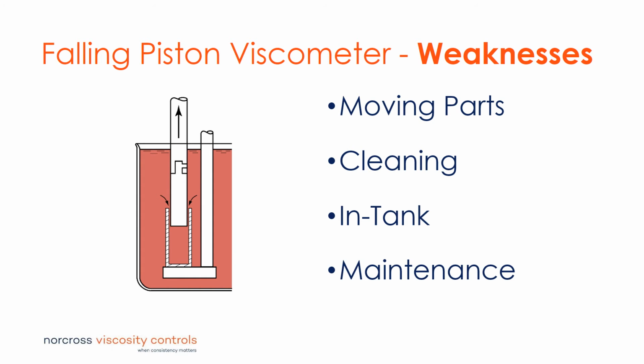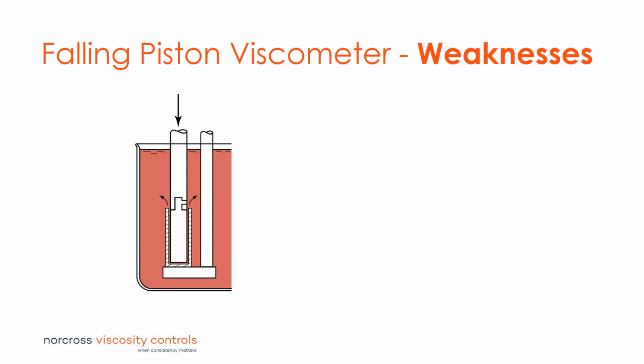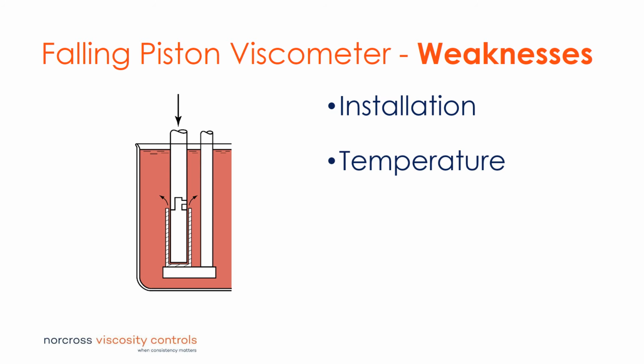And then there's maintenance. The unit routinely needs to be physically removed for visual inspection, cleaning, and part replacement. And then there's installation. The system requires air lines to lift the piston. This can require additional installation time and cost and contribute to additional clutter in the work area. Temperature. The falling piston viscometer does not include a temperature sensor. While not applicable to all processes, it is rapidly becoming the most important variable to control in printing.